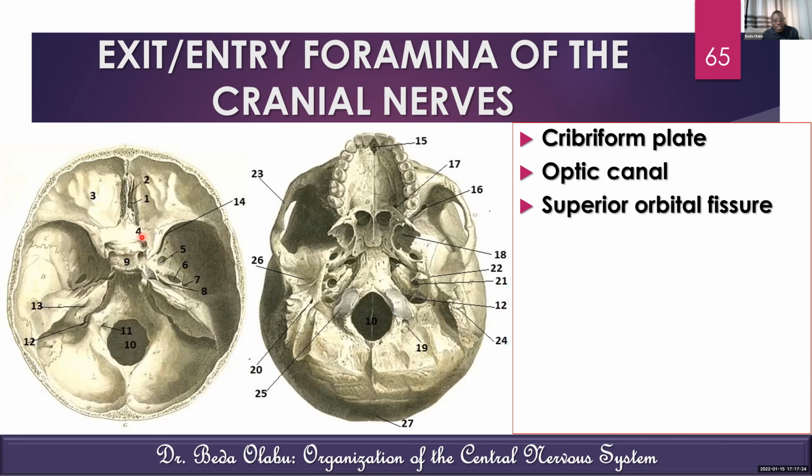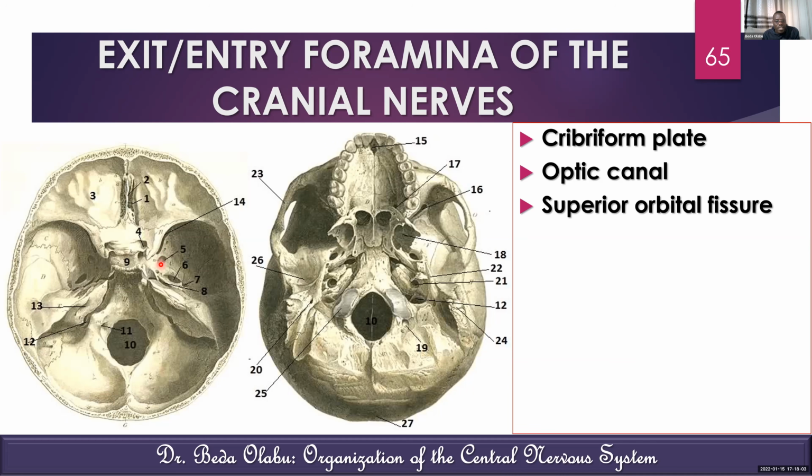Just below that one is what we call the superior orbital fissure, which is labeled 14 here. The superior orbital fissure is for passage of the third cranial nerve, oculomotor, the fourth cranial nerve, trochlear, V1, the ophthalmic division of trigeminal, and the sixth cranial nerve, abducens. Those ones pass through there. Again, they're going to the eye.